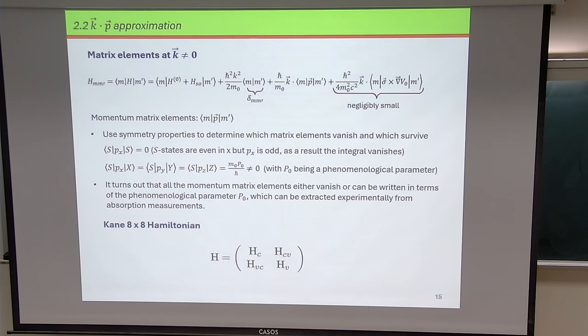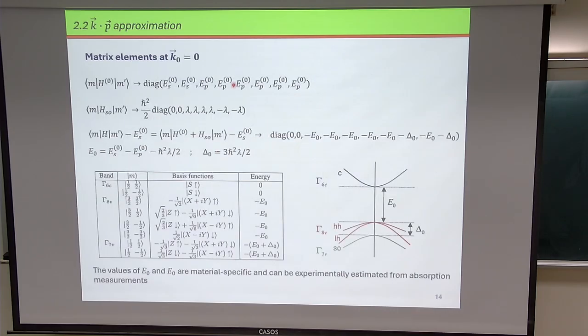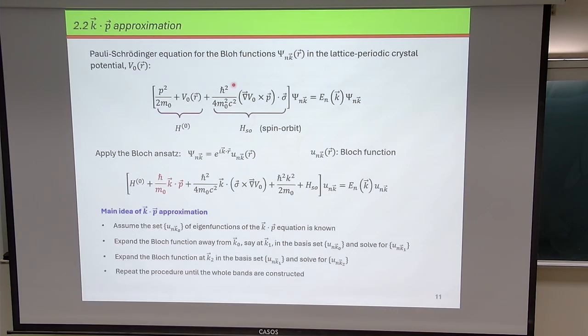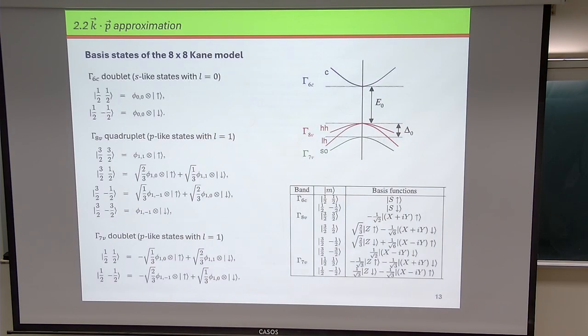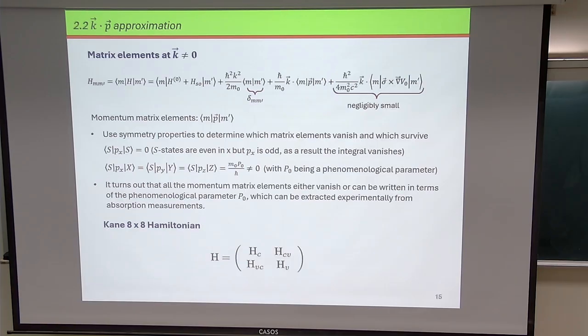Okay? So these are the matrix elements at k different from 0. So I will have this extra term, right? If you look at what we had before, we have this k dot p term, and we also have this other term. All of these were 0 before, but now they are not 0. So I have to take them into account here. And this m prime that I'm using here is this basis that I used for the case of k equals 0. Okay?